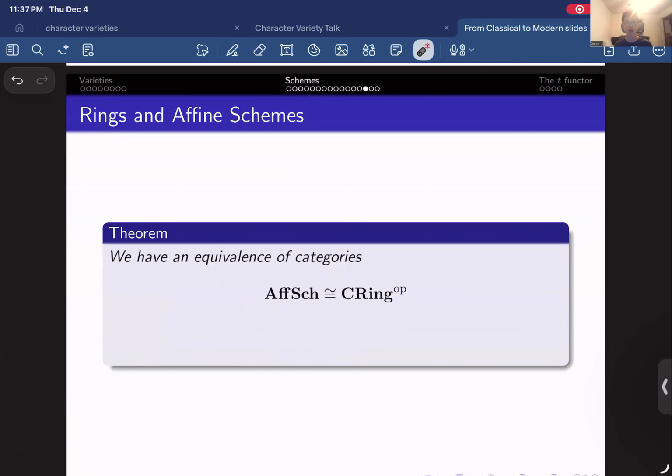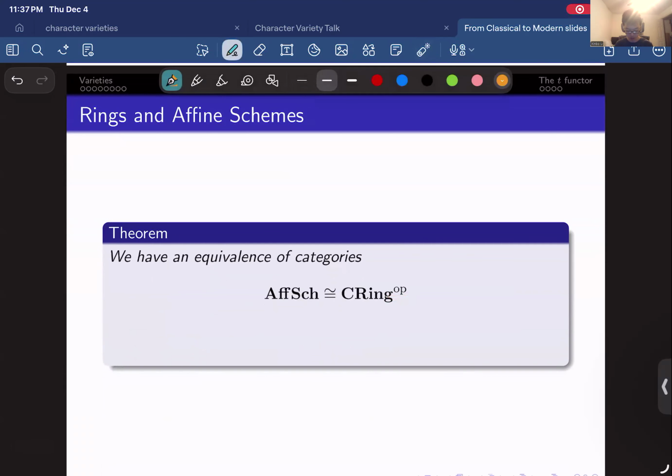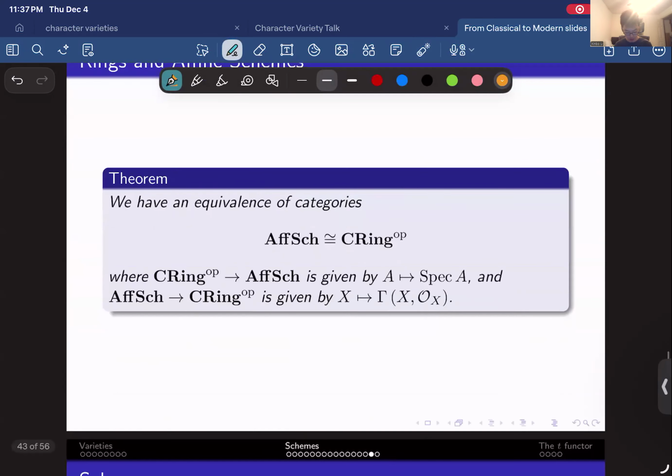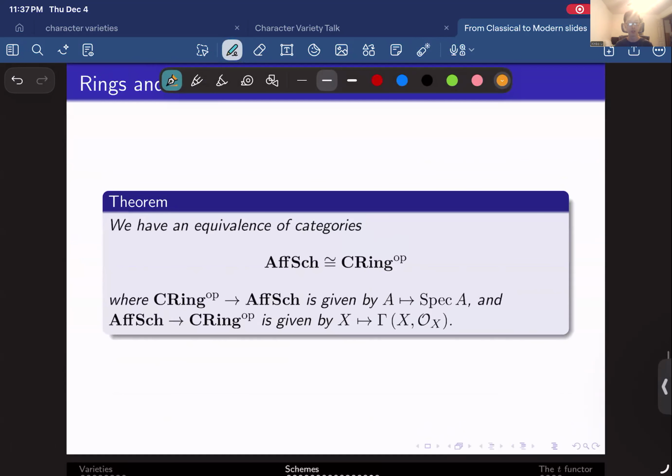Actually, we have a correspondence. We have an equivalence of categories. So this op is really just keeping track of the order reversing correspondence. You can forget about it if you're more comfortable. So the map from commutative rings to affine schemes is given by mapping the ring to the spectrum of this ring, and affine schemes to commutative rings is given by X mapping to the global sections of this affine scheme on the structure sheaf.